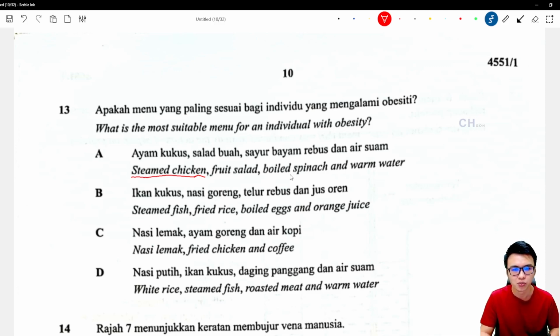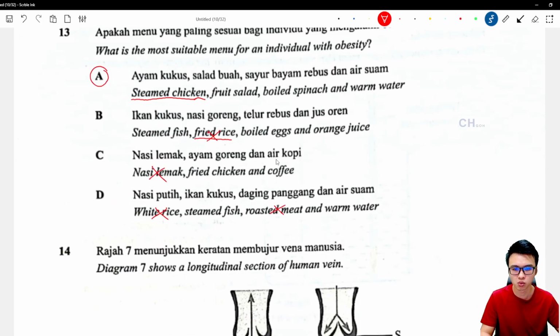Now, fruit salad, boiled spinach and warm water. I guess this one is the correct answer. Not fried rice, even though fried rice is the best. Fried rice is oily, so definitely not fried rice. Nasi lemak, confirm lemak, so we don't want to eat nasi lemak. White rice, we try to reduce the carbohydrates. And roasted meat, also not really that good. So those are not the options for a person who has obesity.